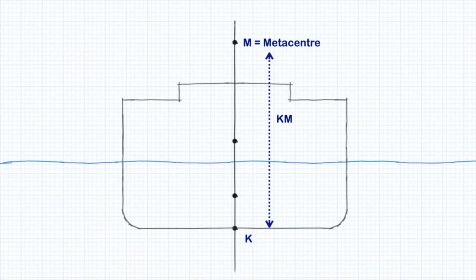From K to M is called the height of the metacenter. From G to M is called the metacentric height. Be sure not to confuse the two because the names are very similar.